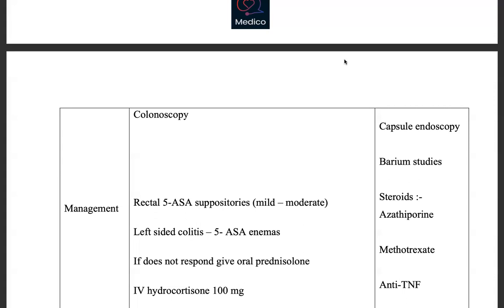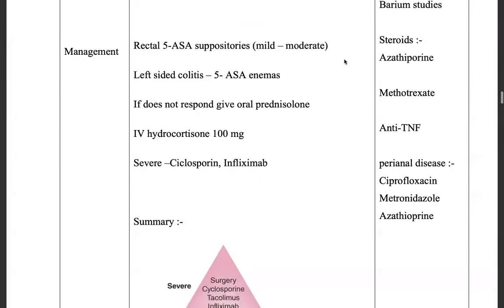You can even continue these anti-TNF antibodies during the maintenance of remission also. And to maintain remission, sometimes immunosuppressives like azathioprine can also be used. There are other drugs as well, like mycophenolate mofetil and methotrexate, which can also be used to maintain the remission. For perianal disease, you can use ciprofloxacin, metronidazole, azathioprine, and TNF antibodies.